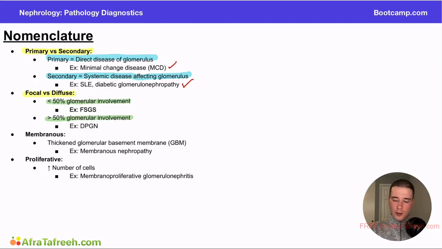A couple more words that we might need to be familiar with include membranous, which is just saying that there's a thickened glomerular basement membrane. This commonly occurs in a condition called membranous nephropathy. Much more on that to come.